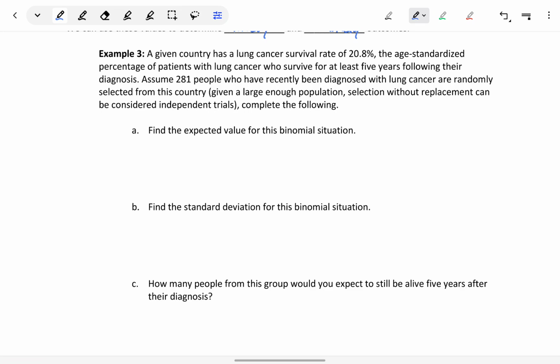Find the expected value for this binomial situation. The expected value, again, is n times p, where we have 281 trials, 281 people who are selected, times a probability of success of 0.208. That gives us an expected value of 58.448.